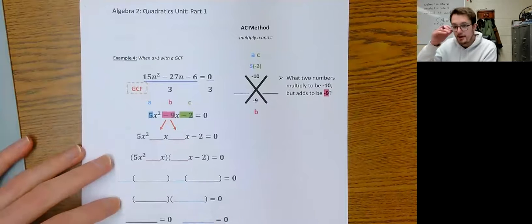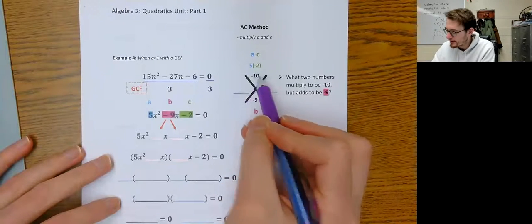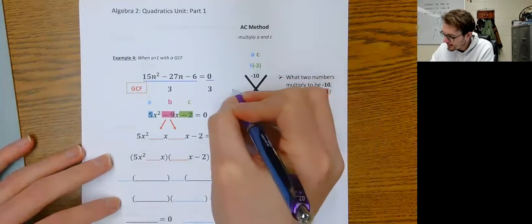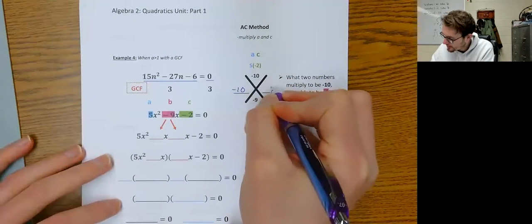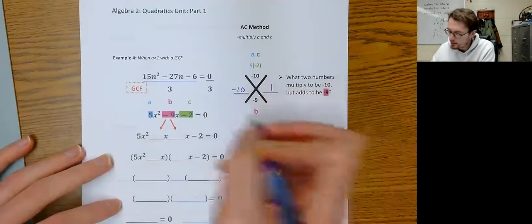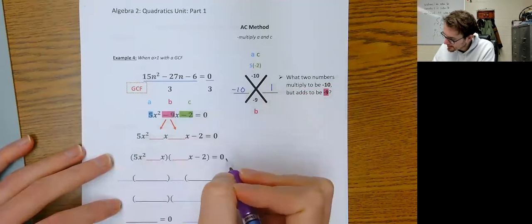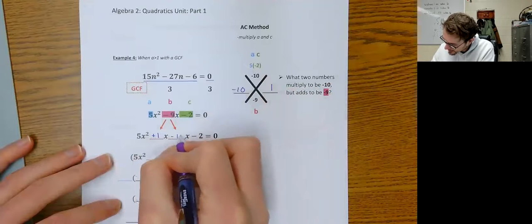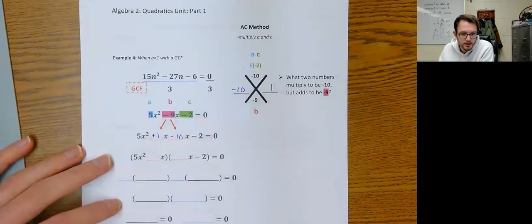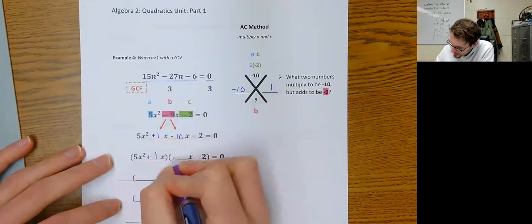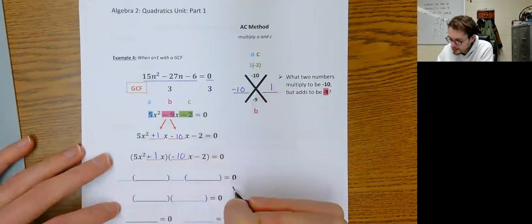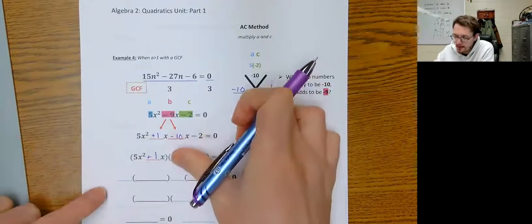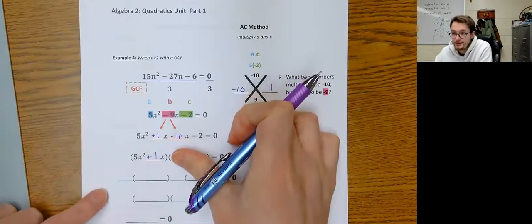Now I need to use the AC method. So 5 times negative 2 is negative 10. It needs to add to negative 9. So one of them is going to have to be negative. And we did this in part 1. Negative 10, positive 1. So I'm going to switch this up. So I'm going to go plus 1 here. I'm going to go negative 10 here. So plus 1x minus 10x. Okay, so what can I factor out? What is the greatest common factor here? Well, it's just x.